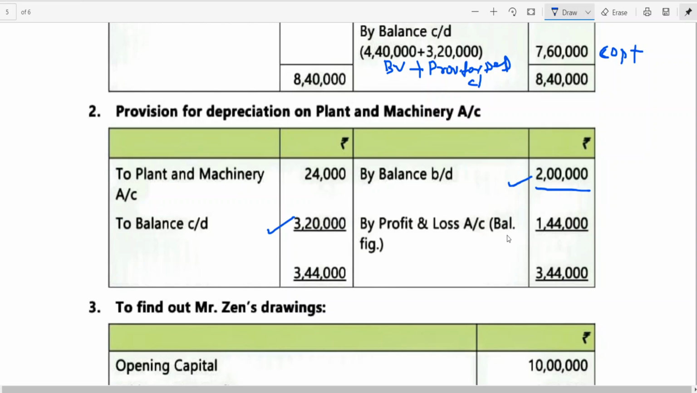So therefore, the difference is the depreciation that has been charged in the year. This will be transferred into which account? Profit and loss account. This is current year depreciation. Whenever you are maintaining provision for depreciation, you write the entry profit and loss account to provision for depreciation. You got the clarity on this?